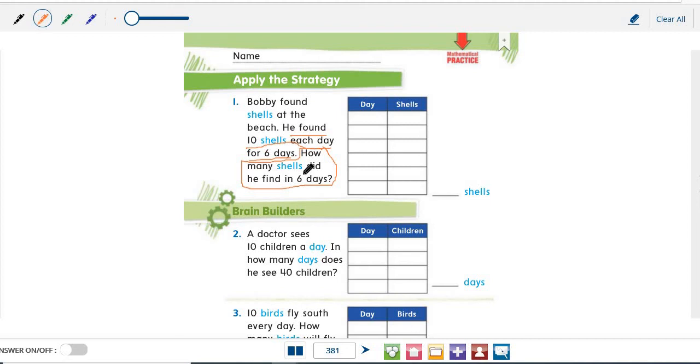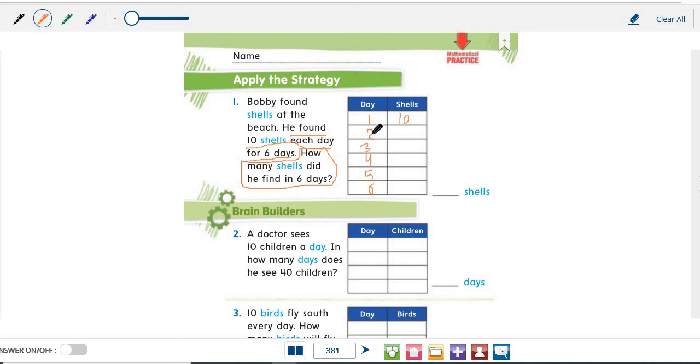Again, we will use a table. In this table, we will write the number of days, and here we will write the number of shells. So in the day number 1, he found 10 shells. Day number 2, 3, 4, 5, and 6. We have 6 days. So in the first one, he found 10 shells. In the second day, he found another 10 shells.